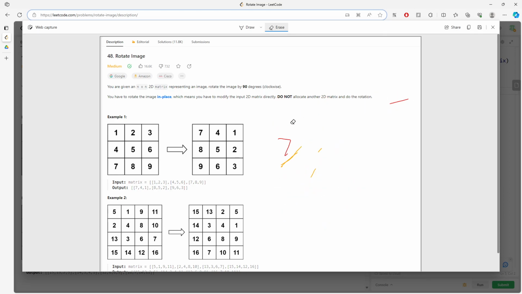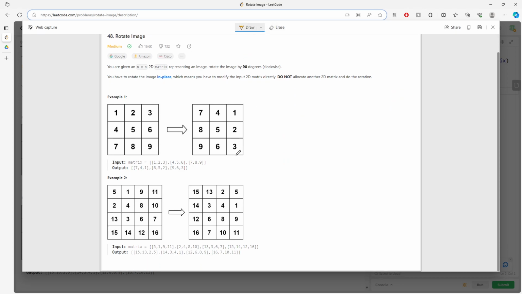So let's look at example 2. It's a little bit bigger, but doesn't matter, it's going to be the same. I'm going to just swap my rows. So it's going to be 15, 14, 12, 16, and 13, 3, 6, 7, 2, 4, 8, 10, 5, 1, 9, 11.